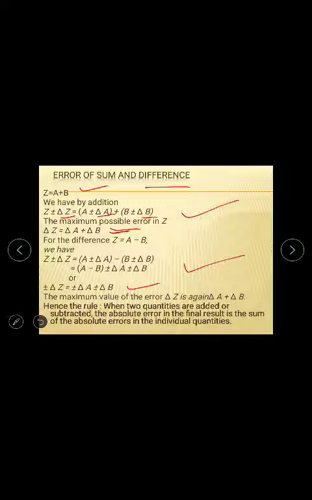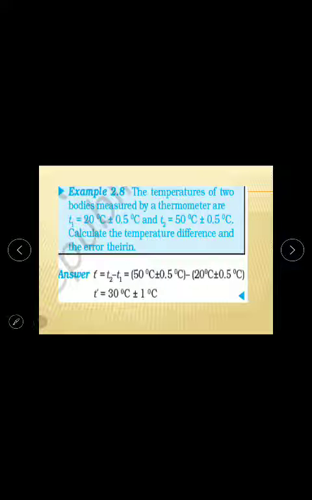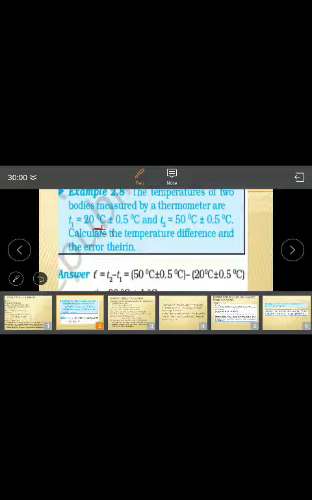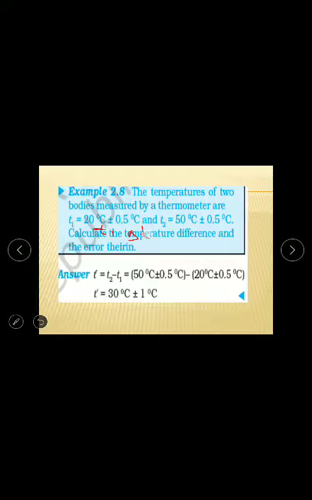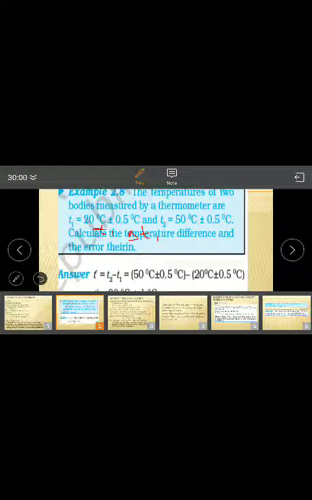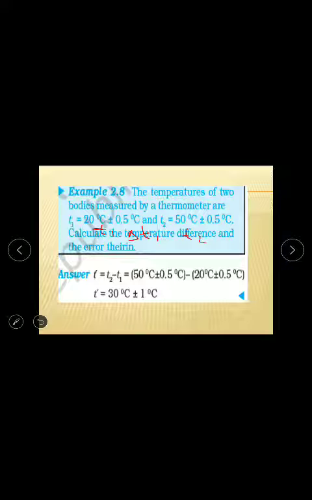Let us try to understand again with the help of an example. See, we have taken the example from a textbook, that is 2.8. The temperatures of two bodies measured by a thermometer are T1 equals 20 degrees Celsius plus minus 0.5 degree Celsius and T2 equals 50 degrees Celsius plus minus 0.5 degree Celsius. So what is 20 degrees Celsius? It is T1, and 0.5 degrees Celsius is delta T1. Same for T2: it is 50 degrees Celsius, and this is 0.5 degrees Celsius, delta T2.